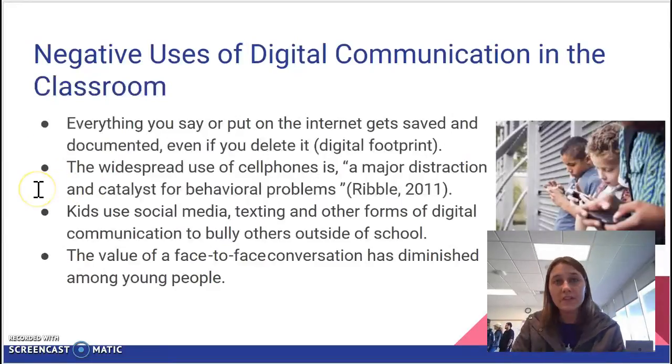All right, so the negative uses of digital communication. There are definitely negatives, and it's kind of up to the user, so the teachers, to make sure that these negatives don't happen. One big thing is that everything you say or put on the internet gets saved. So students and teachers need to be careful with what they email, with what they say on any social platform, on their blogs, to their parents, online, on websites, any of that.